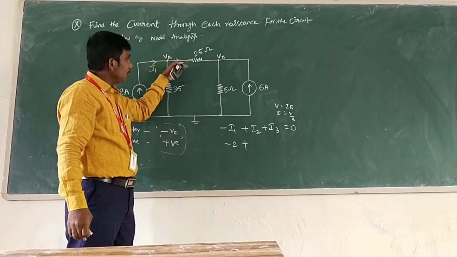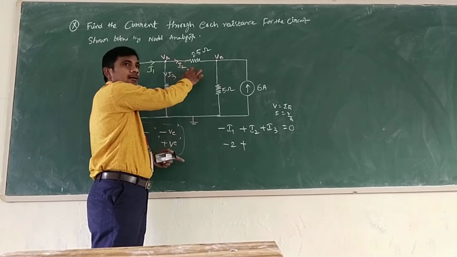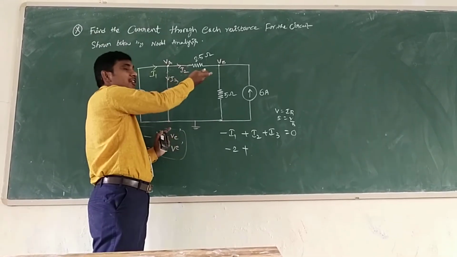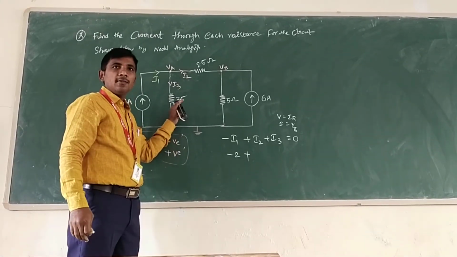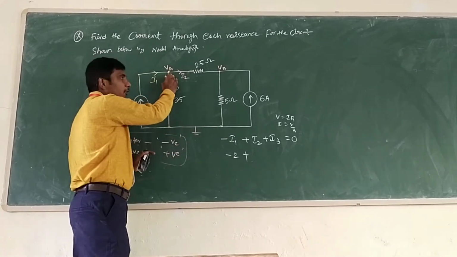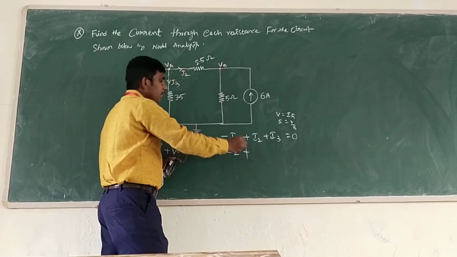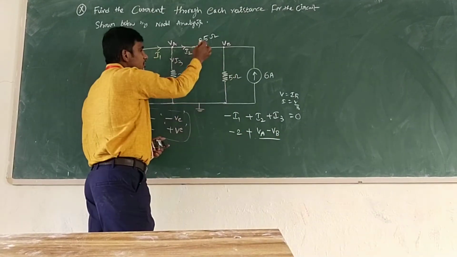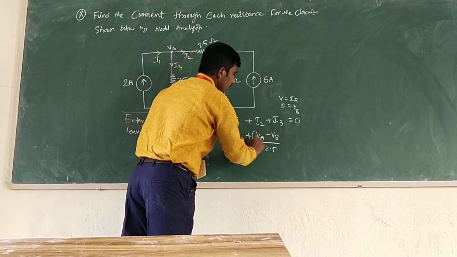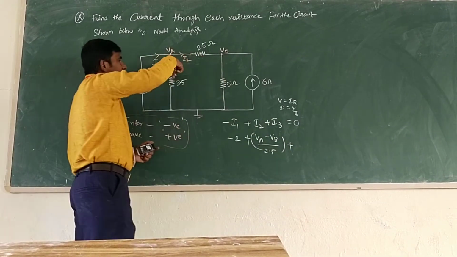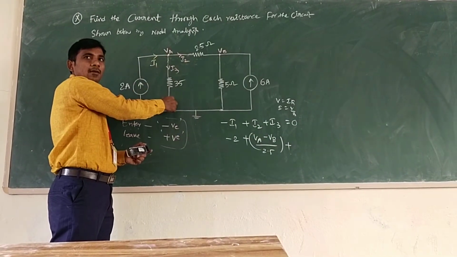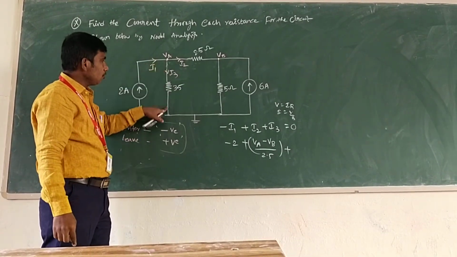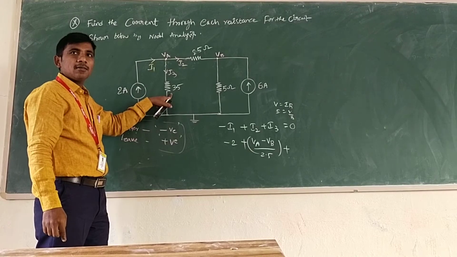Why are we considering I2 in this direction? We consider which is the higher potential. VA is the higher potential, because the current always passes from higher potential to lower potential. That means VA minus VB by 2.5, the resistance, plus I3, the current flowing in the 3.5 ohm resistance. Now what is the current? I3 can be replaced by V by R, the potential between two terminals divided by its resistance. That is Ohm's law.